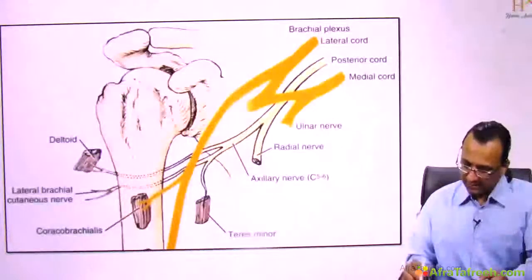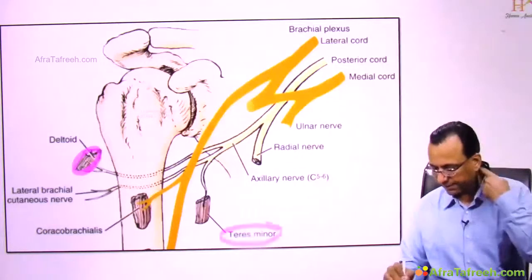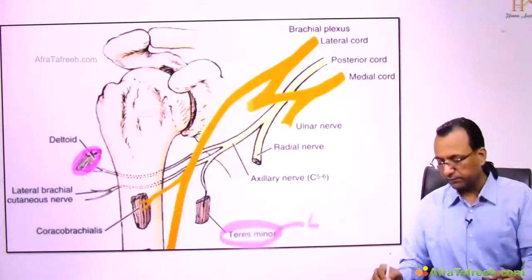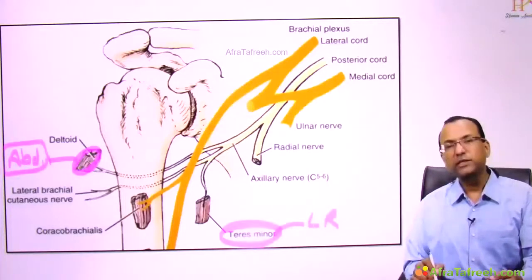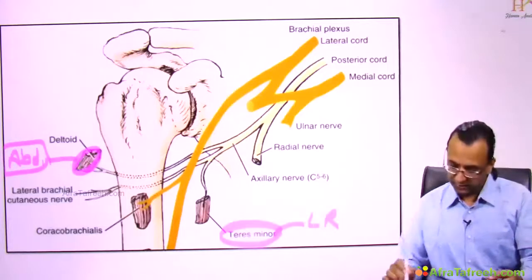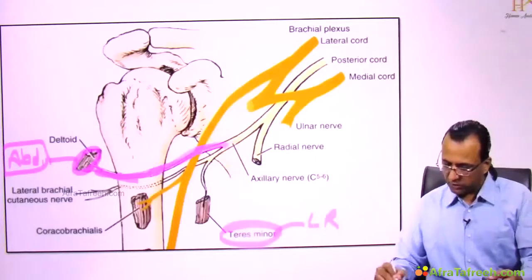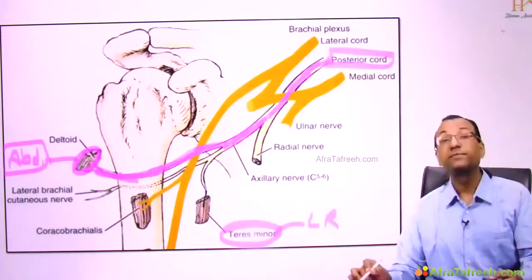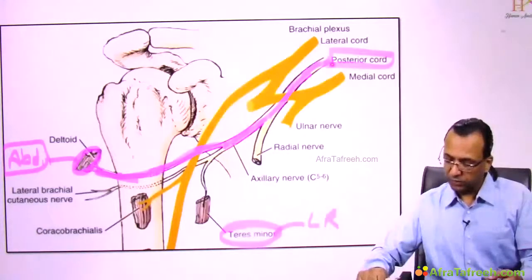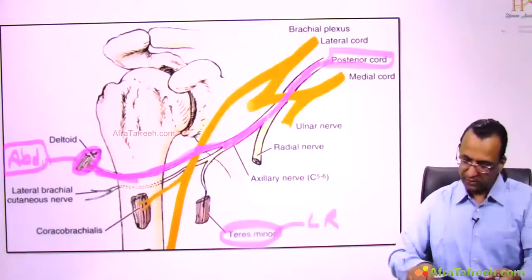See, this is the deltoid muscle and this is teres minor. Teres minor is a lateral rotator and deltoid is a powerful abductor. Abductor and lateral rotator, supplied by the axillary nerve. Yes, that is the axillary nerve, and it is coming from the posterior cord of the brachial plexus. See here, the posterior cord of the brachial plexus is giving the axillary nerve, and the axillary nerve is now supplying the deltoid and teres minor.